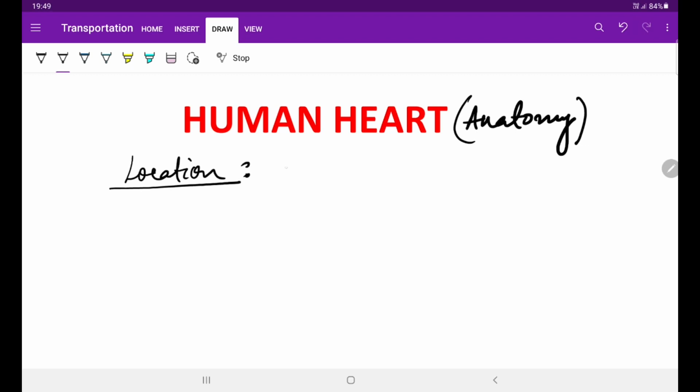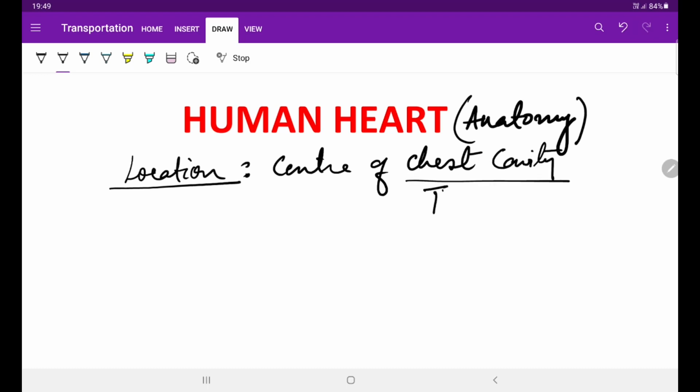The human heart is located at the center of the chest cavity. What do you call the chest cavity? We call this the thoracic cavity also. In biology, the medical term for it is mediastinum. It is called the mediastinum.